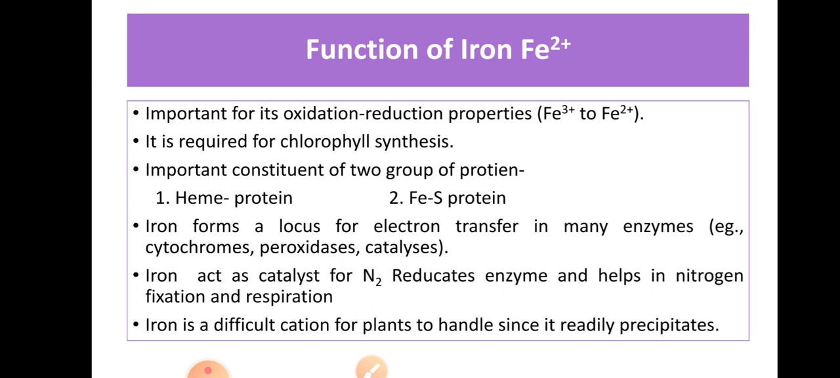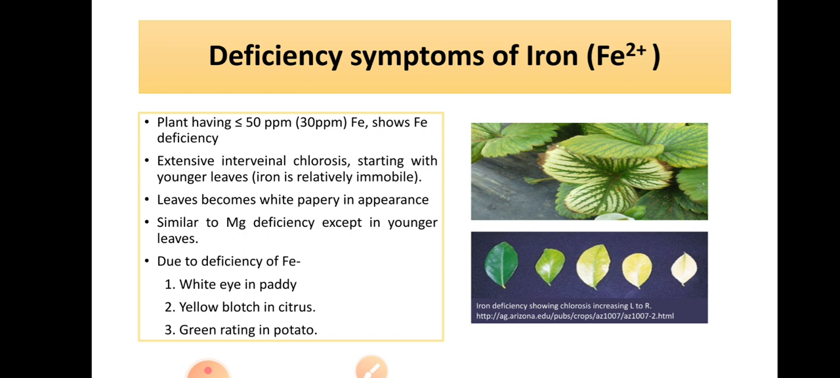Iron form a locus for the electron transfer in many enzymes, for example cytochrome, peroxidase and catalase. Iron act as catalyst for nitrogen reductase enzyme and help in nitrogen fixation and respiration. Iron is a difficult cation for plant to handle since it readily precipitates. The deficiency symptom of iron occur when plant have its concentration less than 50 ppm.